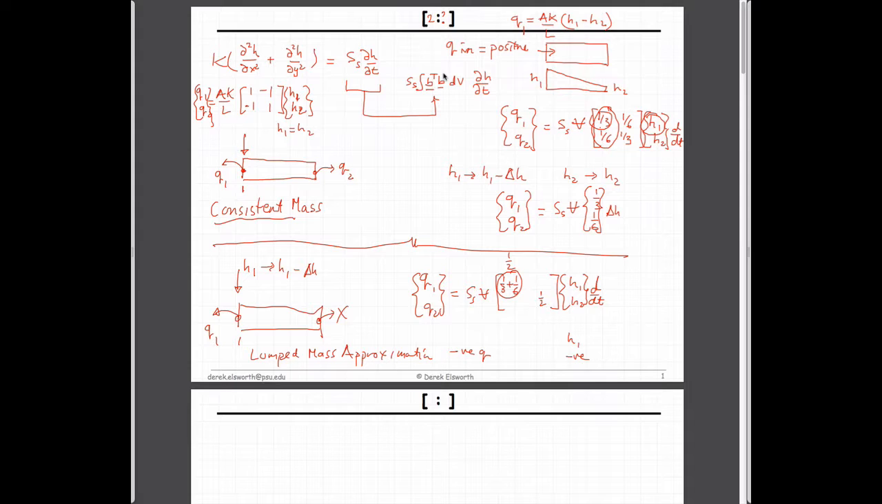Yeah, good point. I'm surprised I could actually do that on the fly, actually, this time of day. But yeah, so that's the sign convention. So Q in is positive, to answer your question.